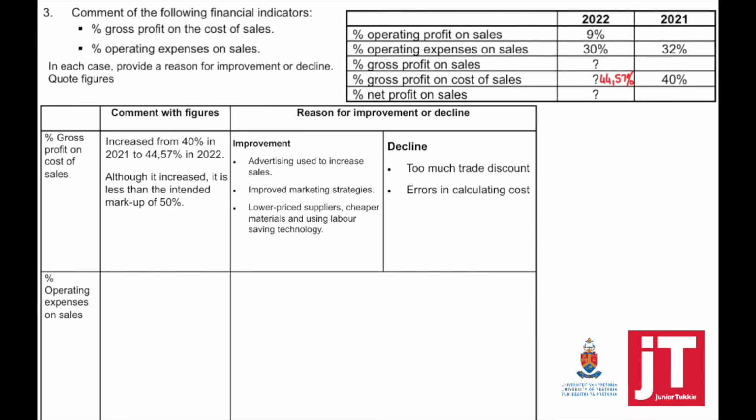When we're looking at reasons for decline or why we have not achieved our aimed markup, it could be that too much trade discount is still given. There's errors in calculating the cost.